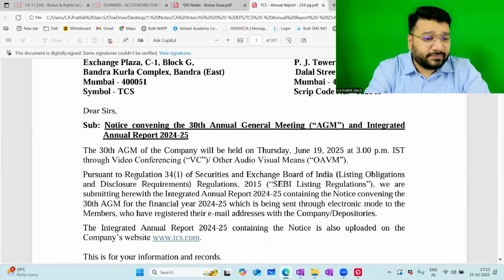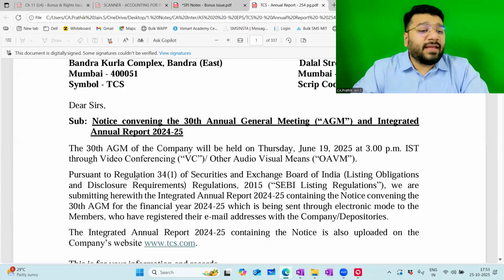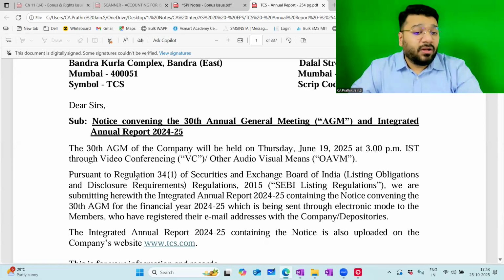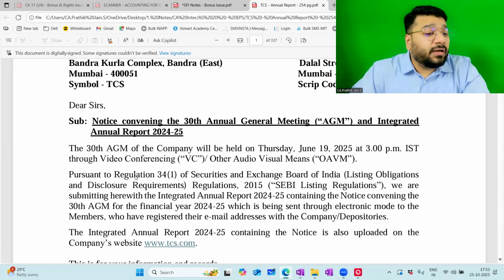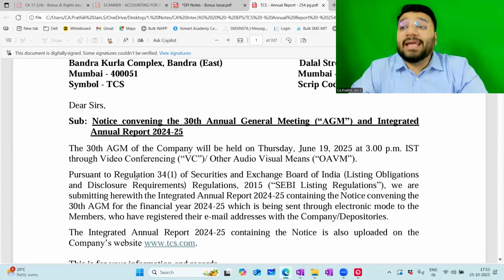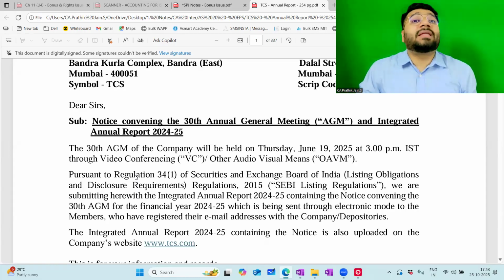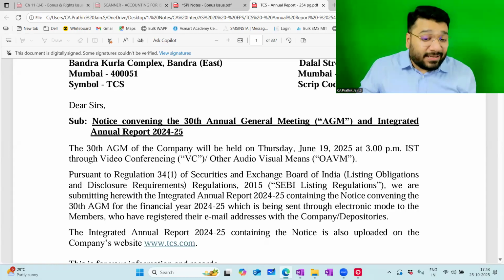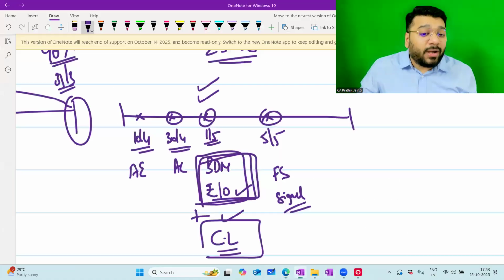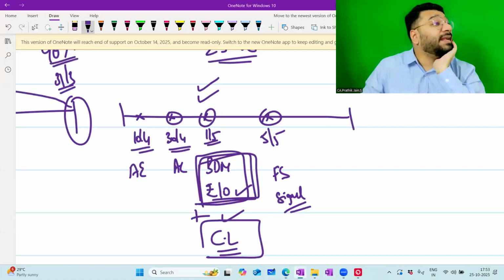Subject: Notice convening the 30th Annual General Meeting and Annual Report 24-25. So they are giving information that the 30th AGM of the company will be held on Thursday, June 19, 2025. Like that, it is giving a notice, an invitation to all the shareholders. And this invitation is going along with the annual report. And in the annual report, what data is there? Financial statement. Signed it is.